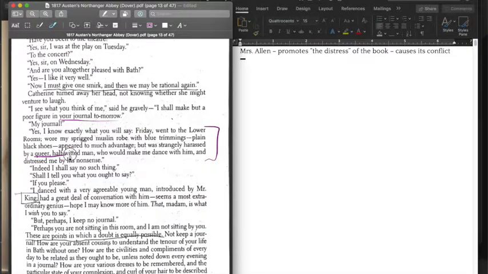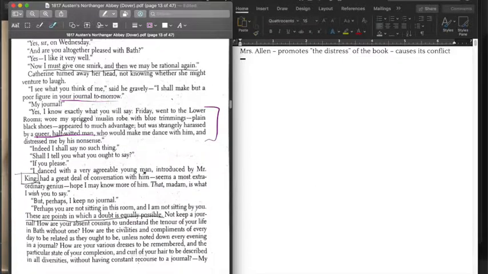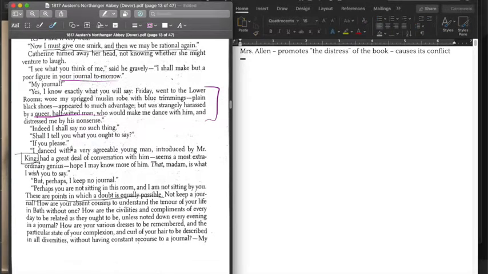He's calling himself a queer half-witted man who would make me dance with him and distress me by his nonsense. Indeed, I shall say no such thing. Shall I tell you what you ought to say, if you pleased?